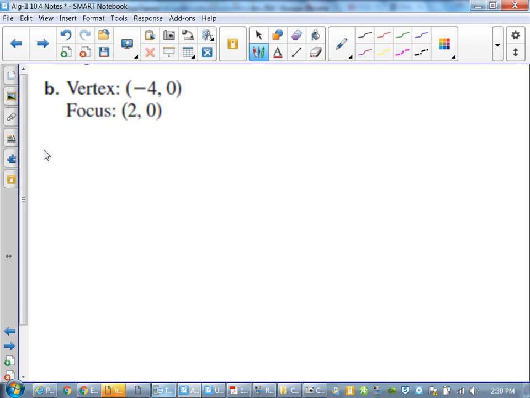Back to here. So if I know that I have a vertex at -4 and 0 and a focus at 2 and 0, what direction is this thing being stretched? Left and right. Very good. We know it's got to be stretched left and right because the ellipse is always going to open up towards its focus. The vertex is always going to look at a focus.